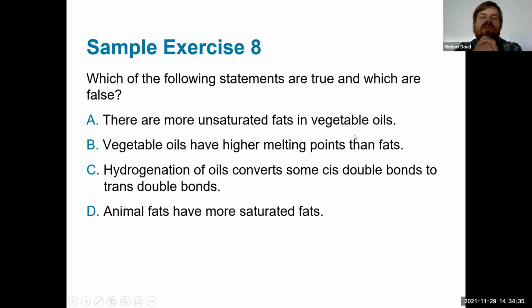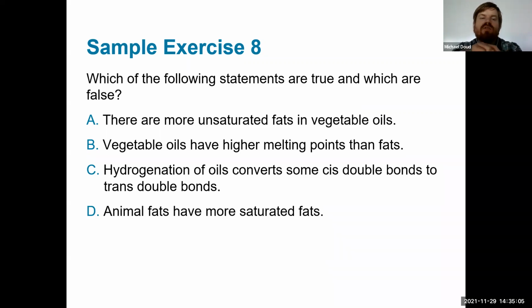Okay, so let's go ahead and go through here. Which of the following statements are true and which are false? A, there are more unsaturated fats in vegetable oils. B, vegetable oils have higher melting points than fats. C, hydrogenation of oils converts some cis bonds to trans double bonds. And D, animal fats have more saturated fats. Go ahead, pause the video here. Take a look through these statements, try to identify what's true and false, and we'll take a look at the answer when we come back.